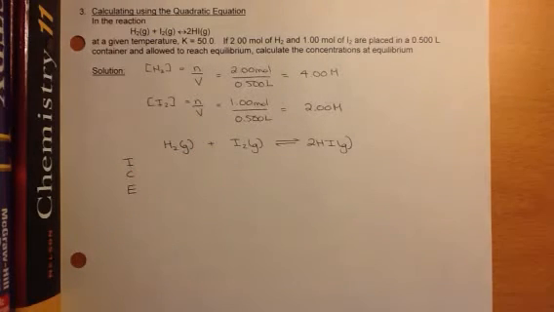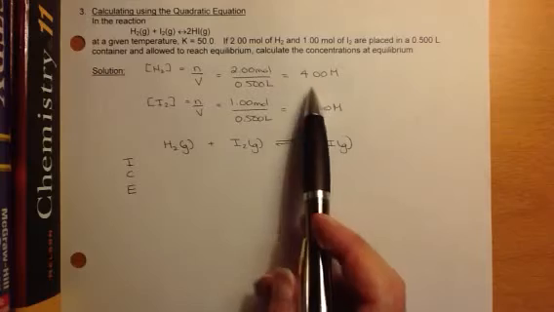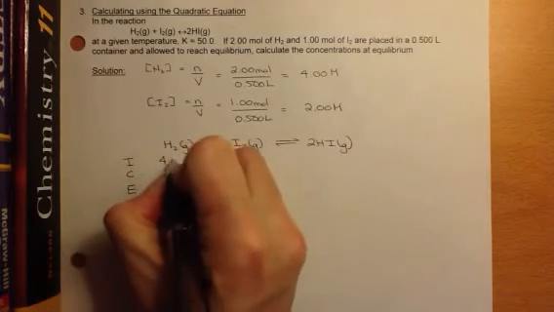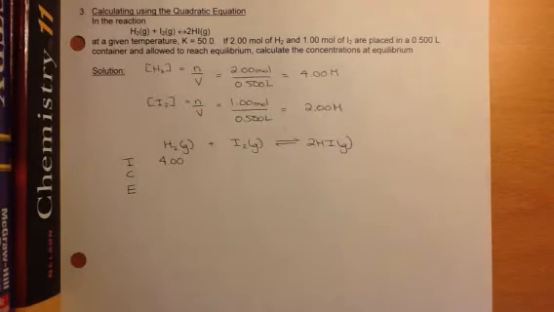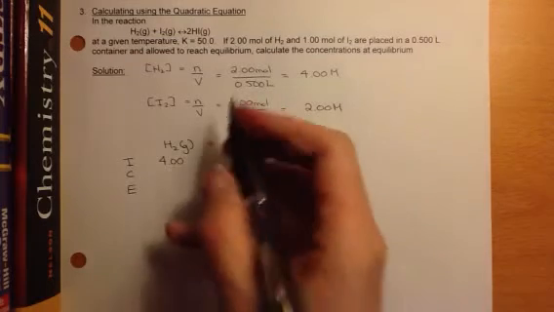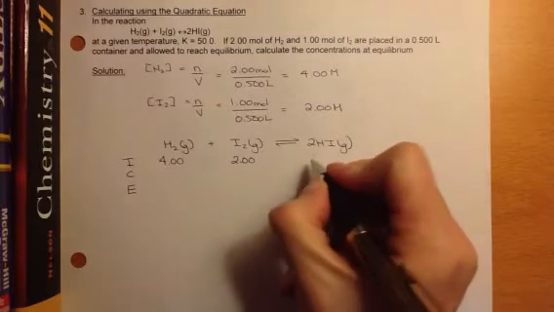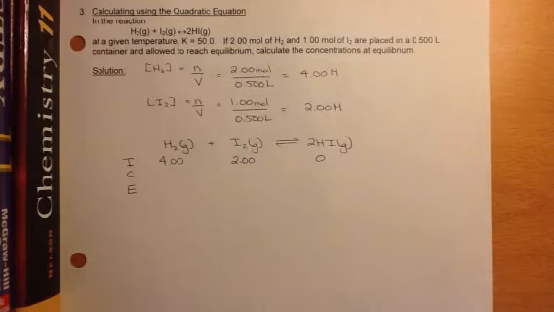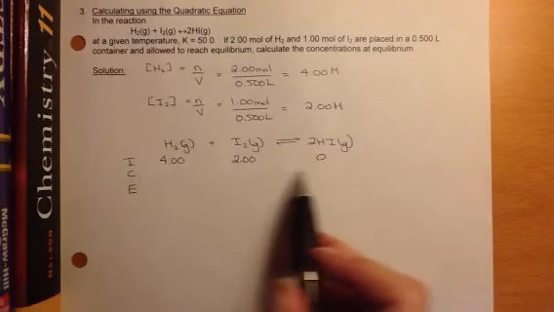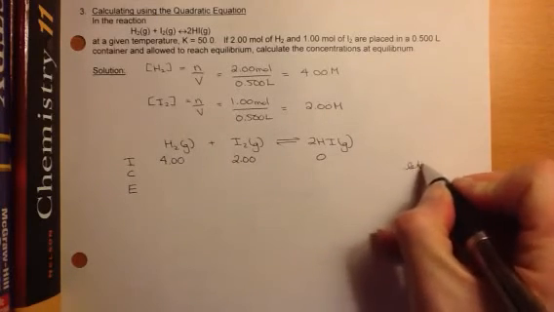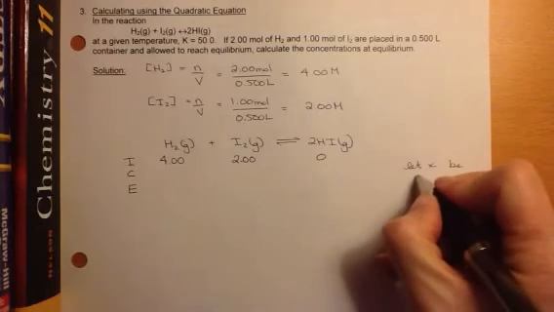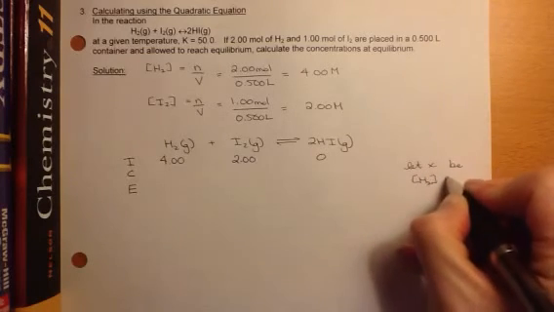So initially then, we have 4 mole per liter of the hydrogen. We have 2 mole per liter of the iodine. We will assume that we have no product initially. The reaction has not yet started. As we did in the previous question, it's usually easiest to let X represent something in the change row. So I'm going to let X be the concentration of hydrogen that reacts.